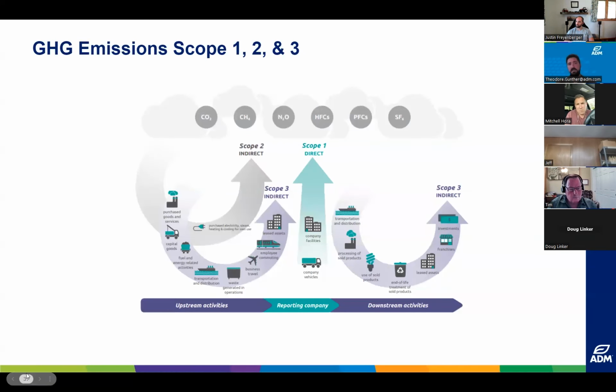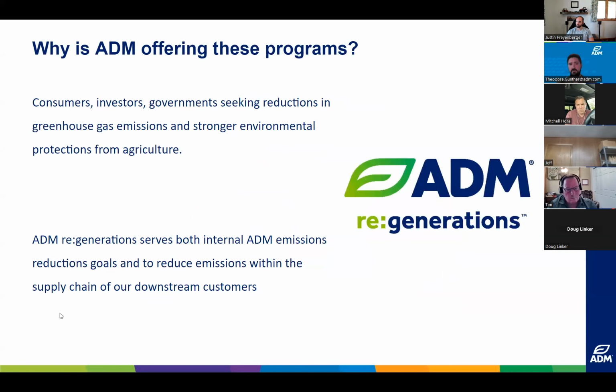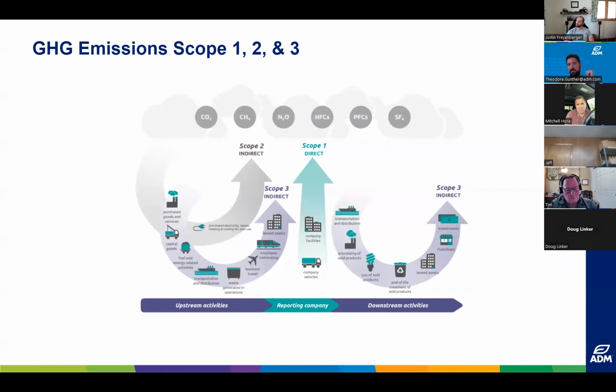So, a quick overview here on scope 1, 2, and 3 emissions. I know, Mitchell, you've covered this many times before, but there's some important knowledge here for people that haven't looked into this too closely. So we're looking at our scope 1 and 2 emissions. Those are the things that happen within ADM's control. Like many other companies, we're looking at our footprint, and we've quantified what our scope 1 and 2 emissions are, and we've made pledges on what we're trying to reduce there. So that's all publicly available information.